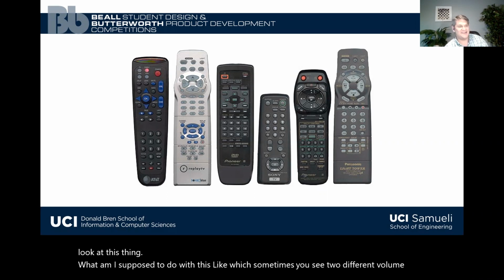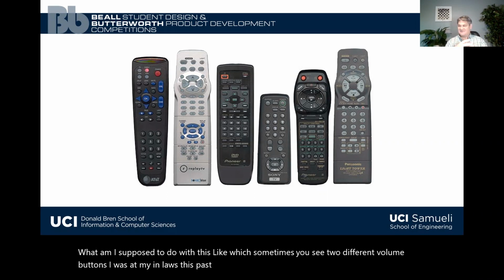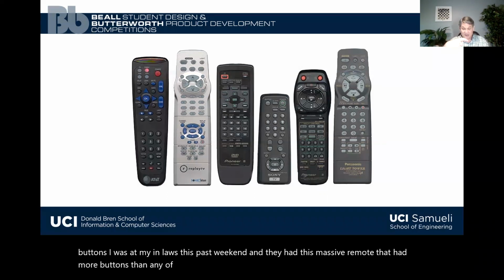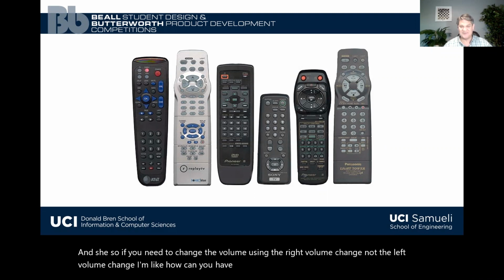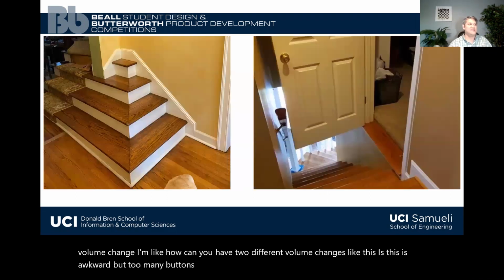I was at my in-laws this past weekend, and they had this massive remote that had more buttons than any of these. And she said, oh, if you need to change the volume, use the right volume change, not the left volume change. I'm like, how can you have two different volume changes? Like, this is awkward. But too many buttons is clearly a design issue.